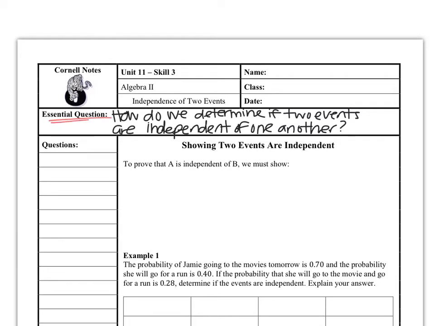So here's your essential question. Go ahead and copy that down real quick. How do we determine if two events are independent of one another?